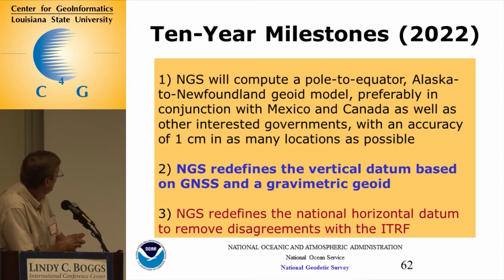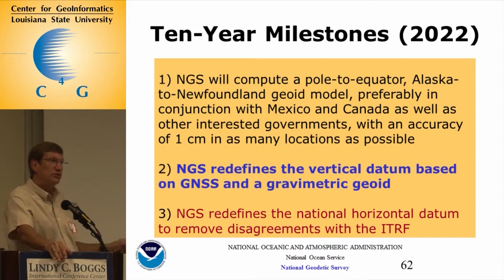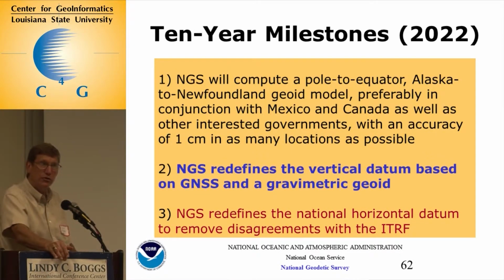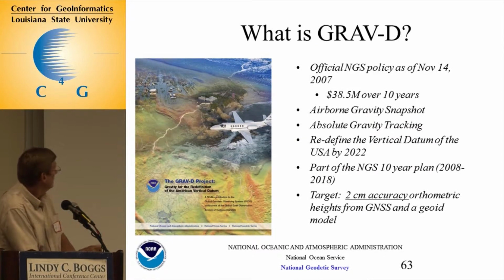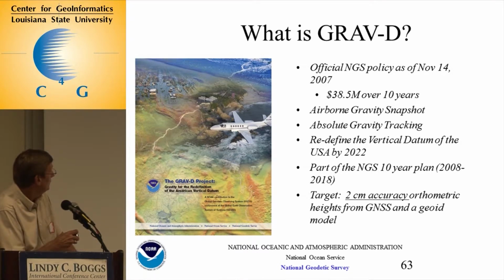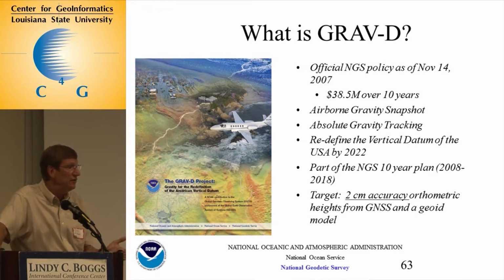But their 10-year plan talks about redefining the vertical datum based on GNSS and gravimetric geoid. Critical. And if you're ever going to improve the system, that's what you need to do. And that's what NGS is striving to do, and they should be. They need to keep pushing and keep moving forward. This is what GravD, and Jerry will talk a little bit about that, but it basically talked about something costing $40 million over like 10 years, which, from a standpoint of what you're trying to do for a nation, is not that much.